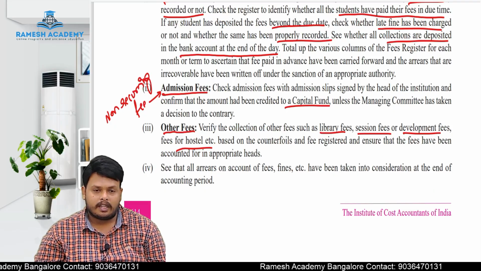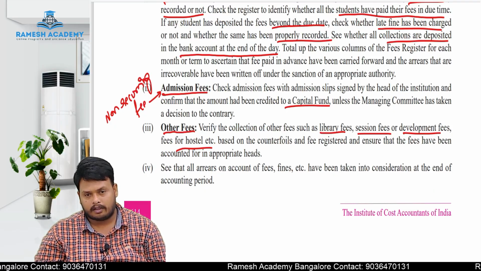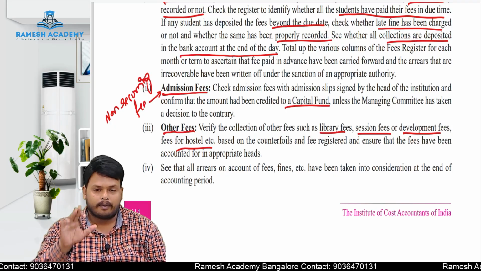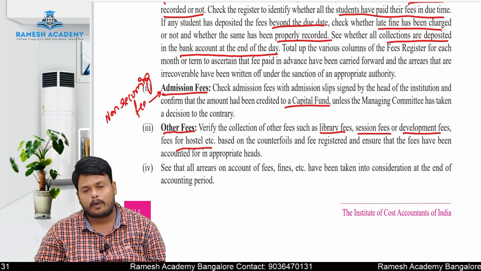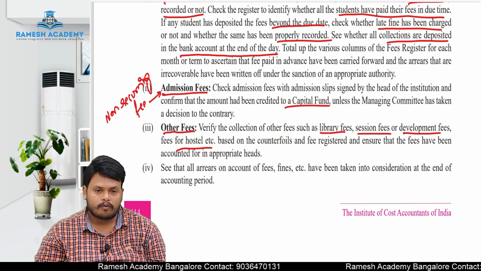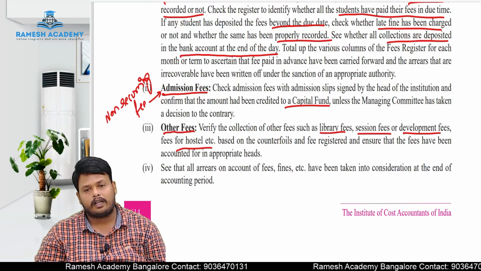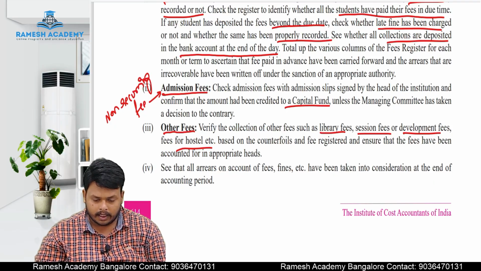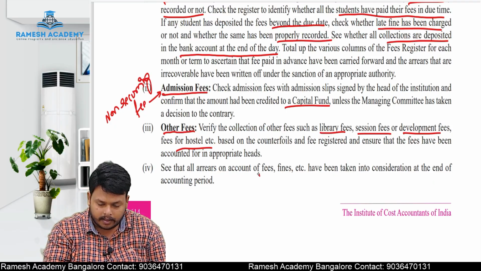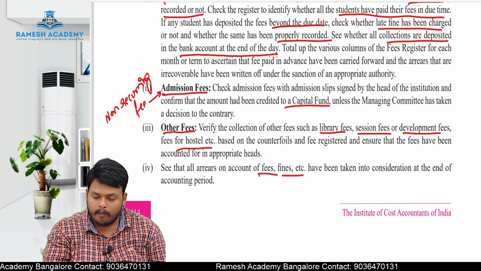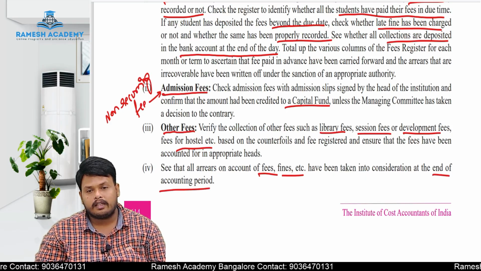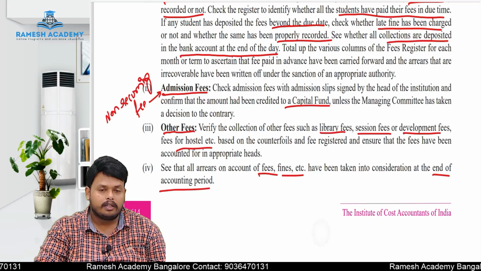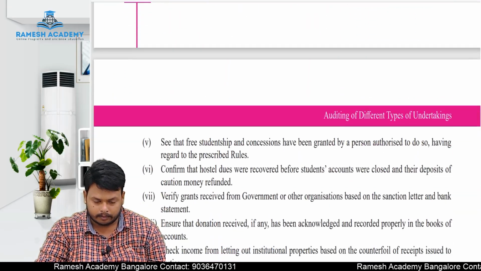Suppose the student is staying in a hostel, in that case the student has to pay hostel fees. In that case it should be recorded under the appropriate hostel head. So in that way the auditor has to check the counter files with those appropriate registers, and the auditor has to verify whether all the receipts are properly recorded in that register or not. See that all the arrears on the account of fees, fines, etc. have been taken into consideration at the end of the accounting period. At the accounting period, is there any error on the account regarding fees and all fines which is levied? All these things have been taken into consideration or not? That also the auditor has to verify.